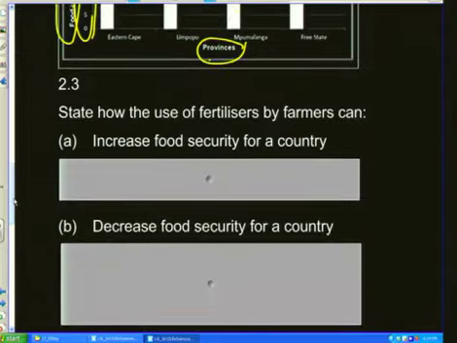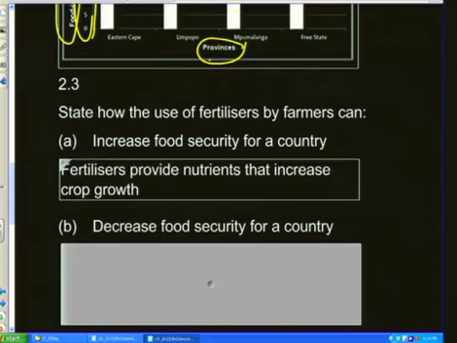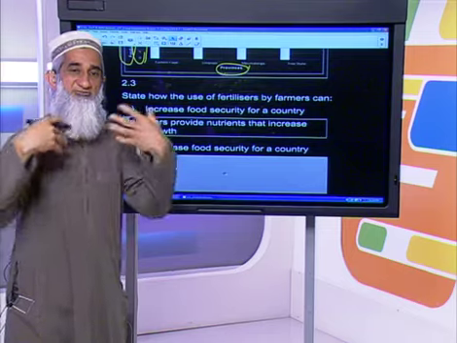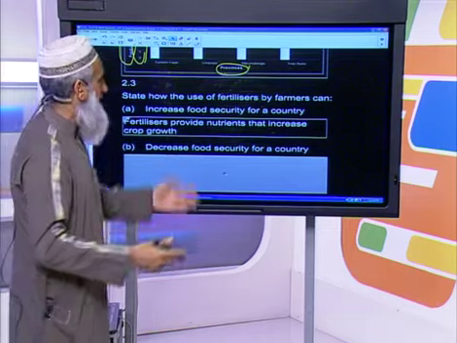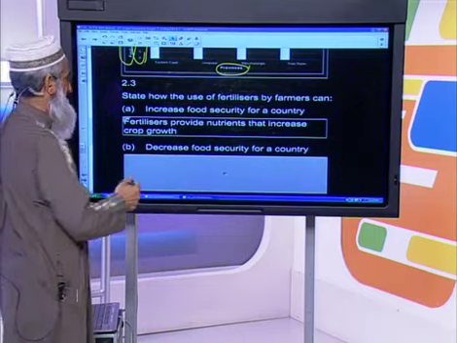State how the use of fertilizers by farmers can increase food security for a country. It can increase the growth. Talk louder, I can't hear you, I'm a bit deaf. It can increase the growing rate of the plants. Good, it will increase the growing rate of the plants, and because of that there'll be more food. Fertilizers are going to give nutrients for the plants. If they give more nutrients, there'll be more plants growing, and because of that, there'll be more crops. More crops will mean more food.